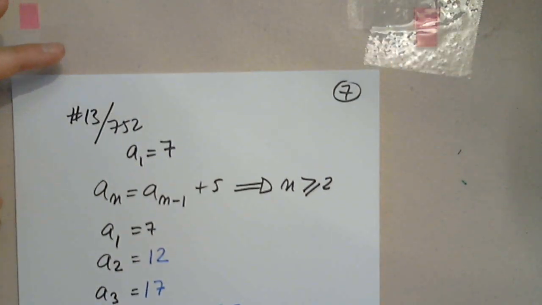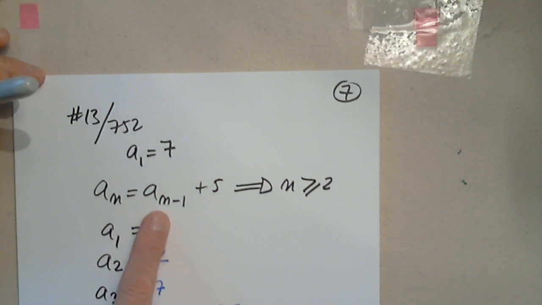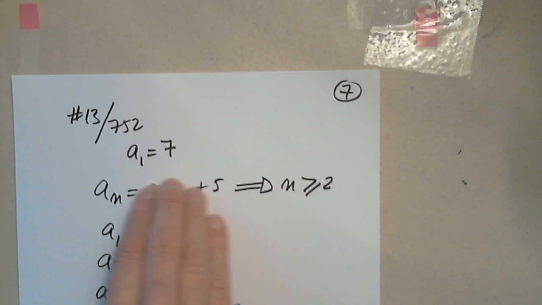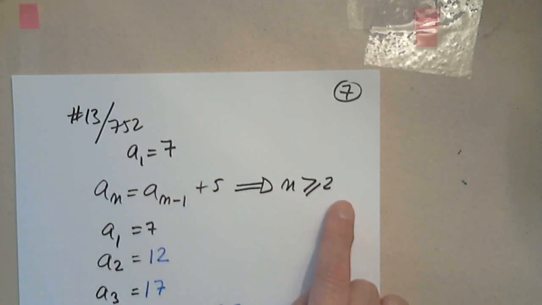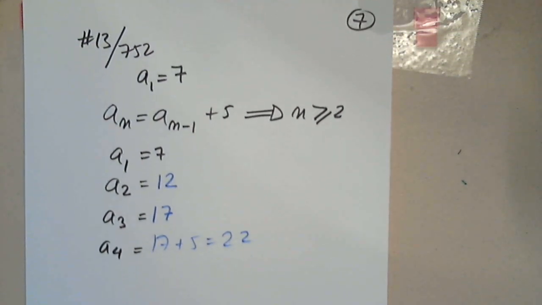That's why this condition is very important, because I can plug in 1. If I plug in 1, then a sub 1 will be a sub 0. There is no a sub 0. So that's why this formula works for n greater than or equal to 2, because they already gave us a sub 1, the first term of the sequence.